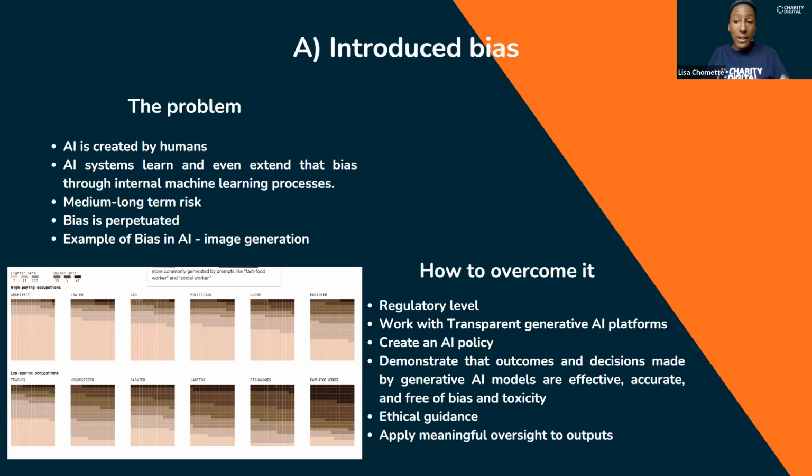You can also create a policy that defines the general rules of AI usage, and that can offer best practice and advice around responsibility, mindfulness, and privacy. Again, here, you basically need to demonstrate that the outcomes and the decisions made by generative AI are effective, they're accurate, and they're not toxic.